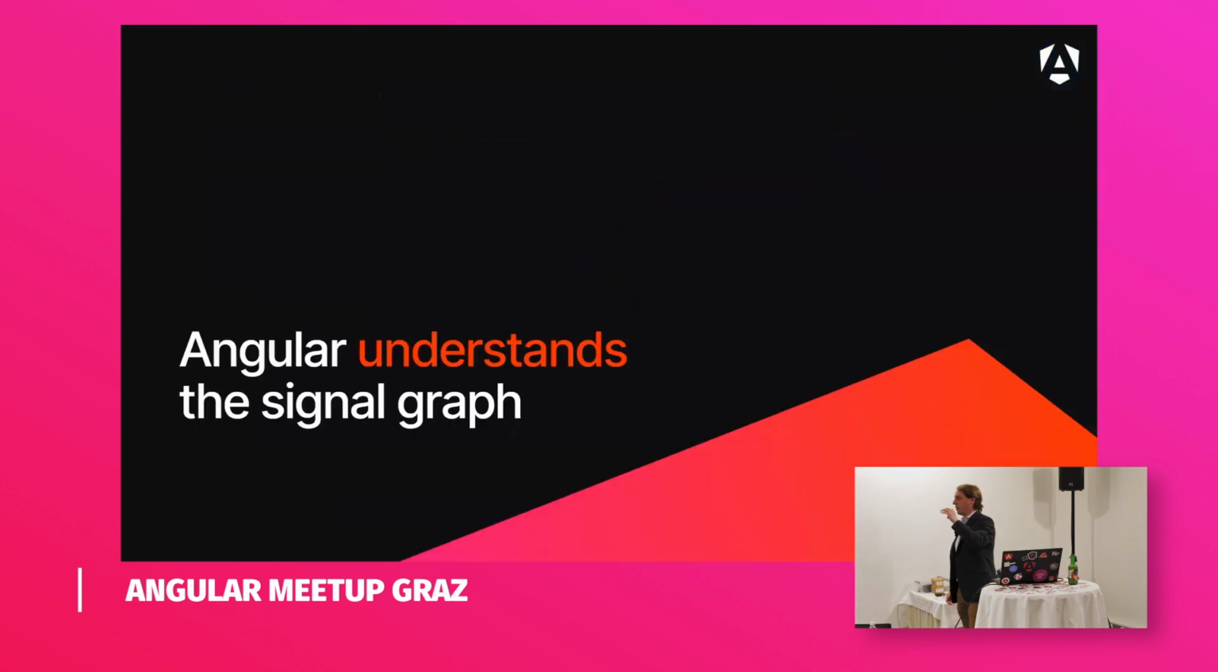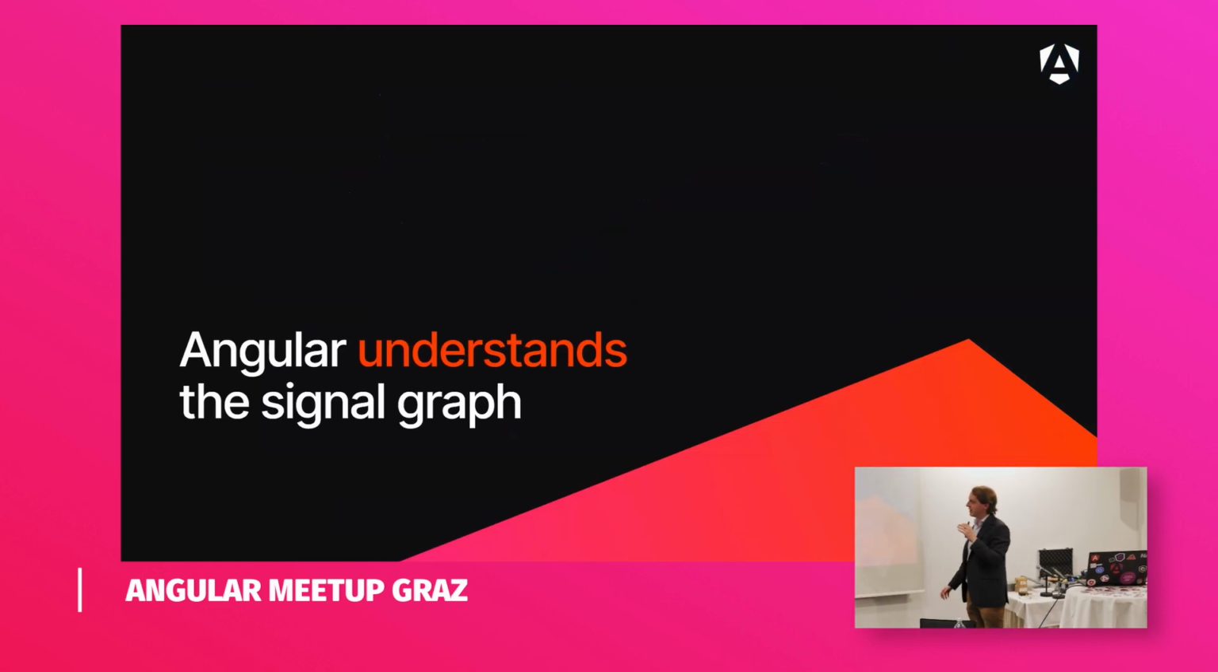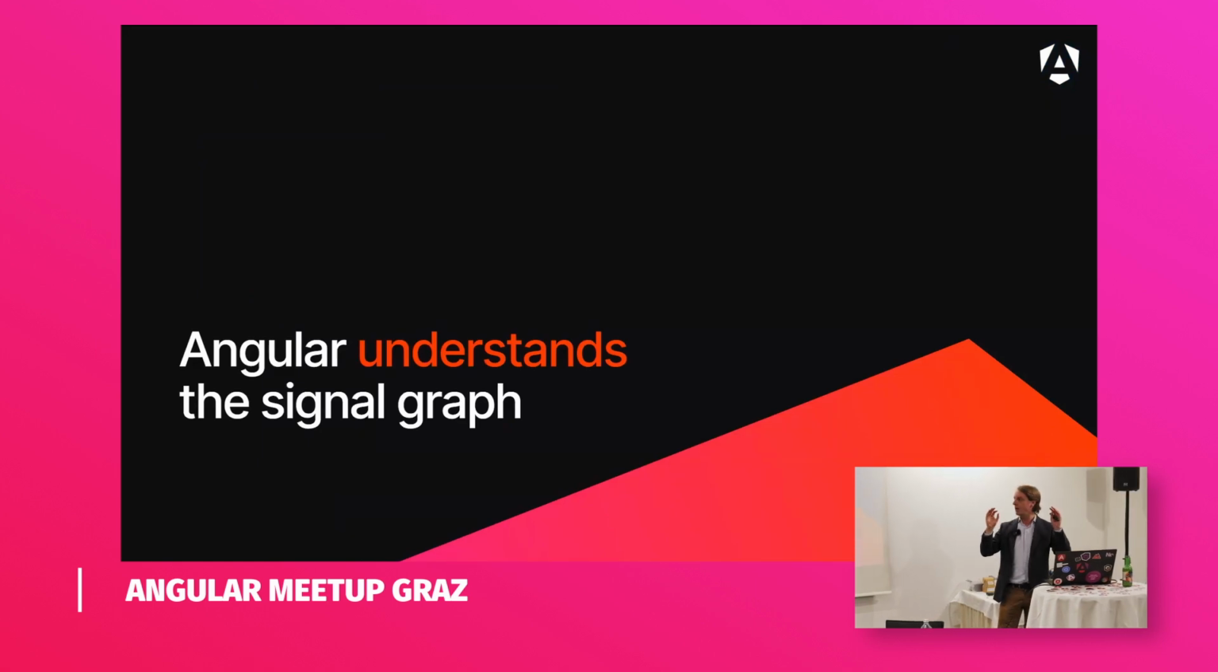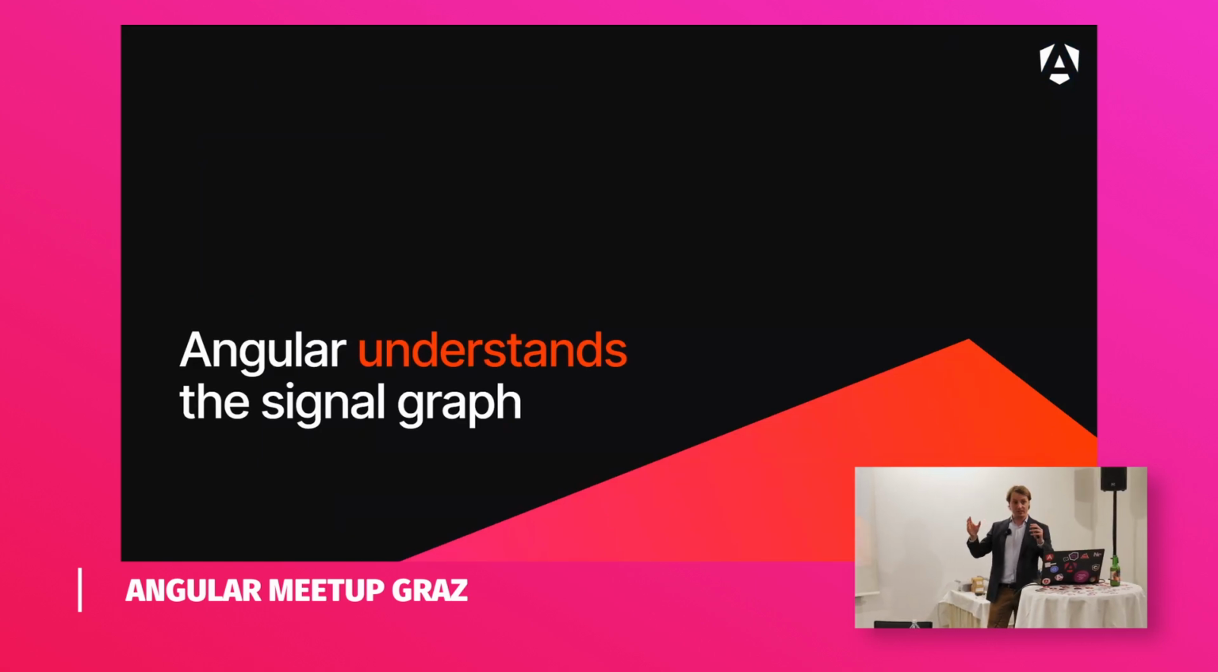So one of the core concepts and the basic idea that you need to understand is that Angular understands the signal graph. So it means Angular is able to profit from the structure and to know which value changed and reflect it to the DOM with change detection.